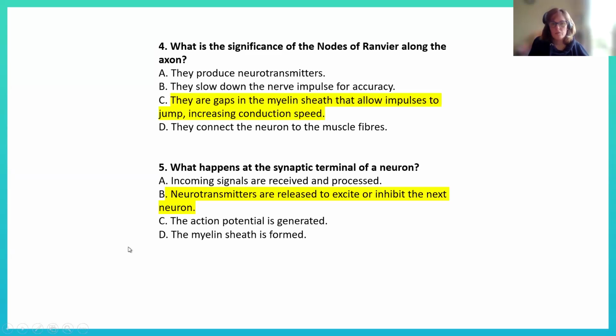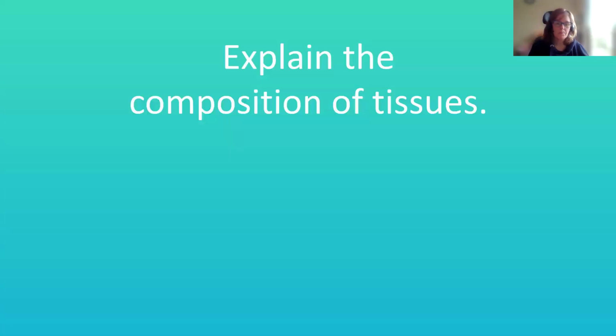So the nodes of Ranvier are gaps in the myelin sheath. So the myelin sheath is insulation, a bit like plastic around an electrical wire, but it's got gaps in it. And these gaps are known as the nodes of Ranvier, and they allow impulses to jump, and it really increases the speed of transmission. And the neurotransmitters are there to excite or inhibit the next neuron. That's what happens at the terminals. They pass the message on, the impulse on.